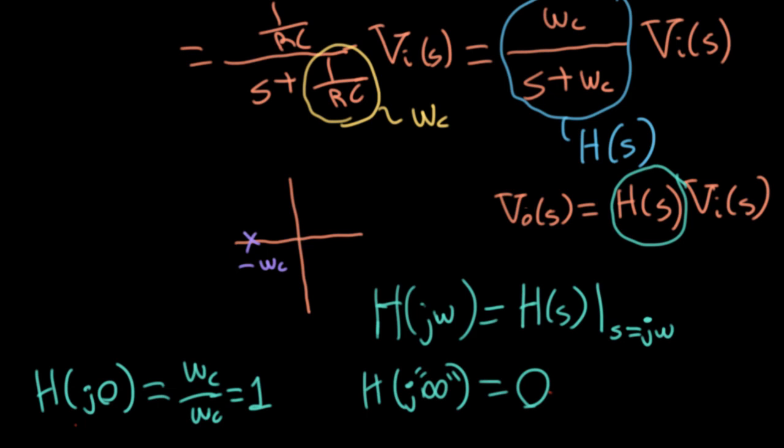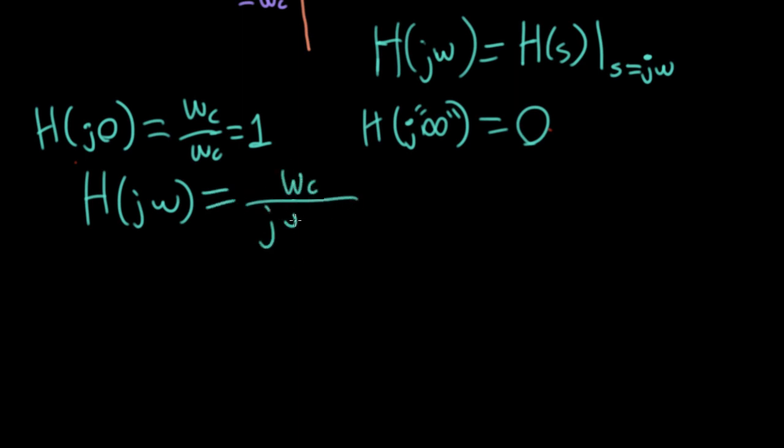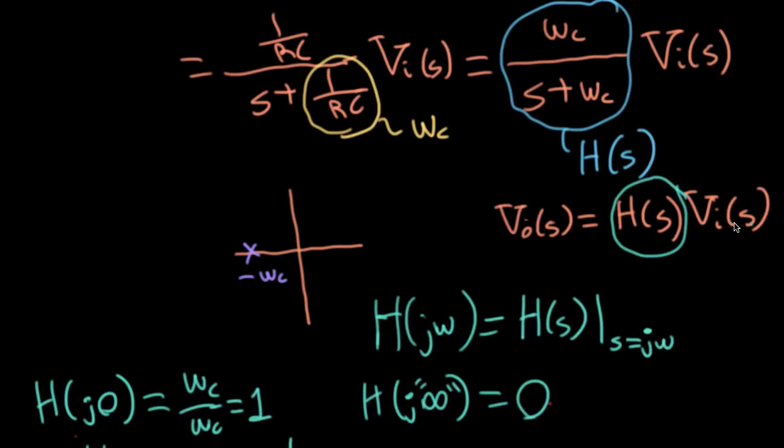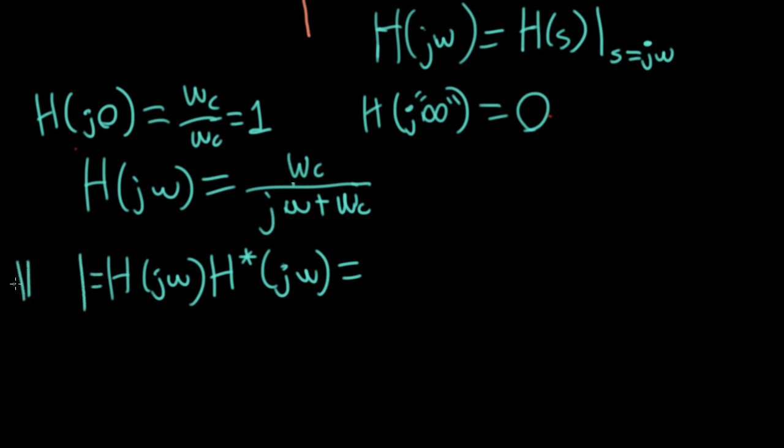Now, the last thing I promised to show you was that omega_c is indeed the half-power point. So let me explicitly write out what the frequency response is. It's omega_c over j omega plus omega_c, where here I've plugged in j omega for s. That's my frequency response. Now, let's play a game where I'll take this and multiply it by its complex conjugate. This is a trick we can do in order to get the magnitude squared of the frequency response.